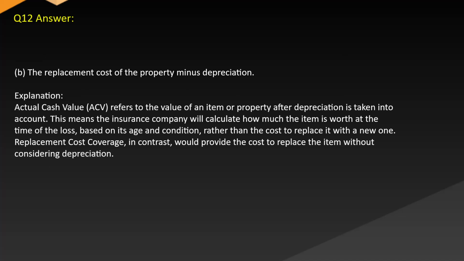Answer: B. The replacement cost of the property minus depreciation. Explanation: actual cash value (ACV) refers to the value of an item or property after depreciation is taken into account. This means the insurance company will calculate how much the item is worth at the time of the loss based on its age and condition, rather than the cost to replace it with a new one. Replacement cost coverage, in contrast, would provide the cost to replace the item without considering depreciation.